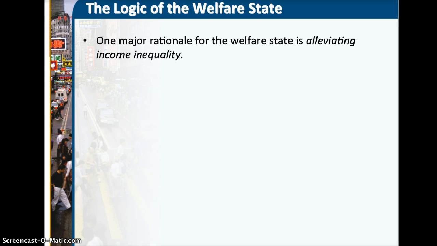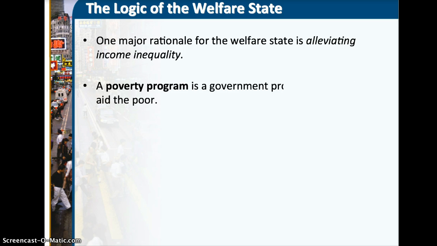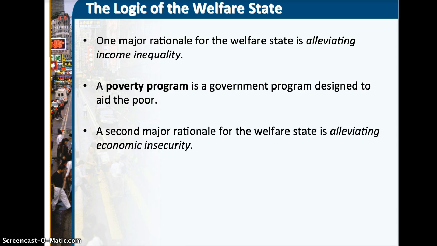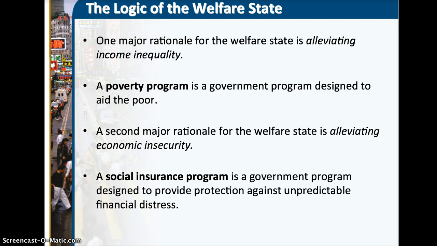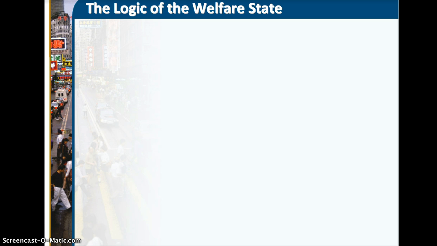The logic of the welfare state. One major rationale for the welfare state is alleviating income inequality. A poverty program is a government program designed to aid the poor. The second major rationale for the welfare state is alleviating economic insecurity. A social insurance program is a government program designed to provide protection against unpredictable financial distress.